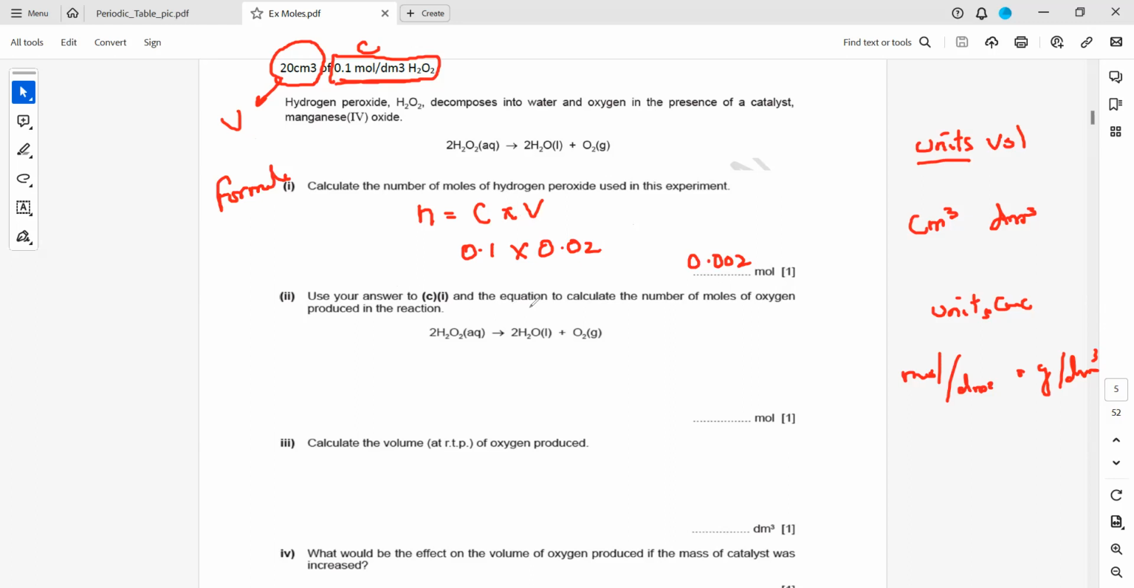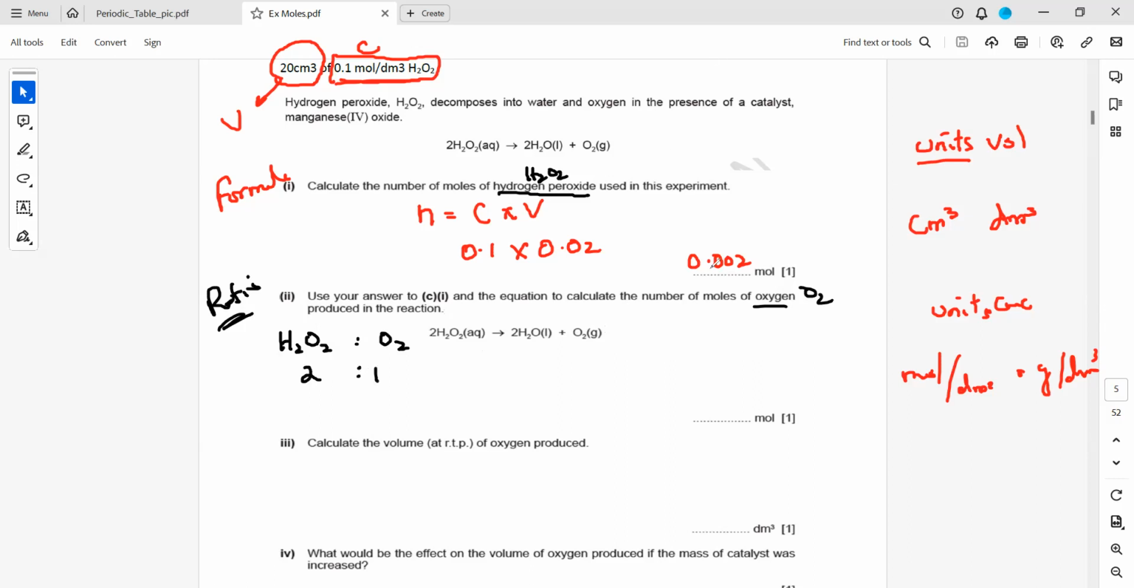The next is: use your answer and the equation to calculate the number of moles of oxygen. How can we work it out? The second part we solve by using a ratio. What is the ratio between them? Hydrogen peroxide is H2O2 and we need oxygen, O2. What is the ratio between hydrogen peroxide and oxygen? The ratio between them is 2:1. Like hydrogen peroxide is 2, and how many moles of oxygen are there? 1. So for ratio, we always use the equation.